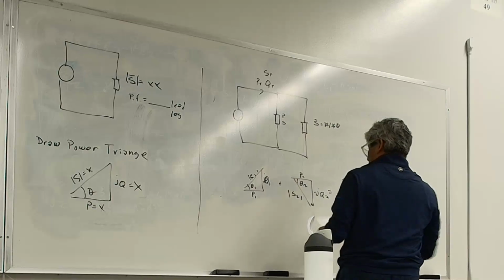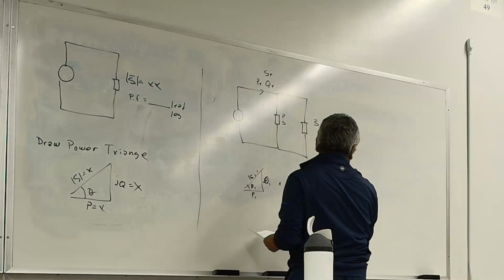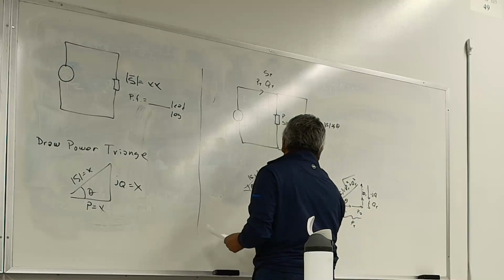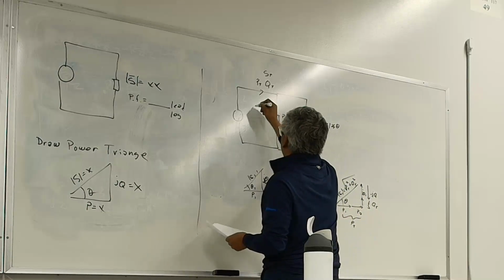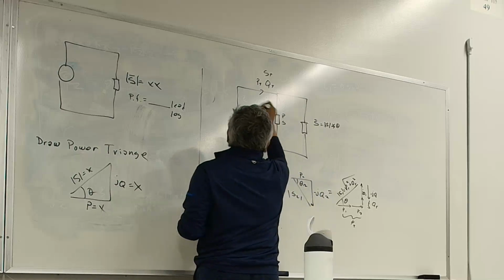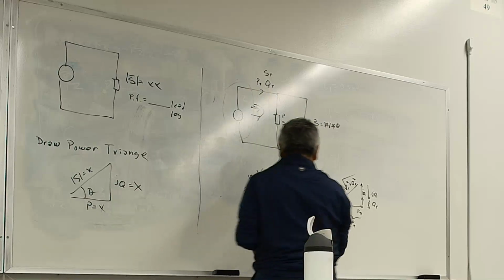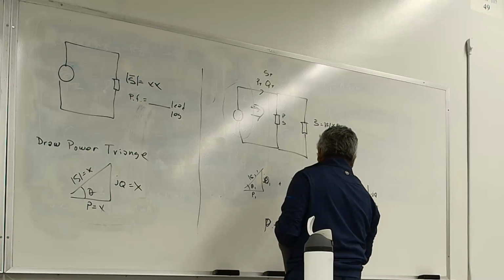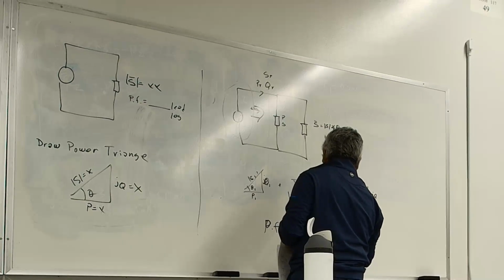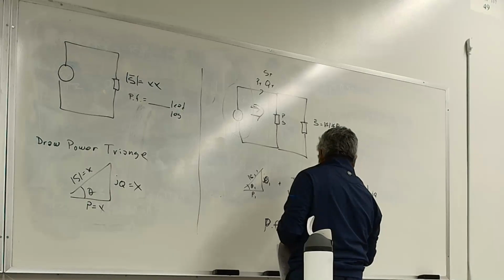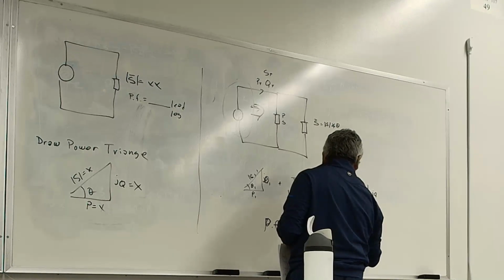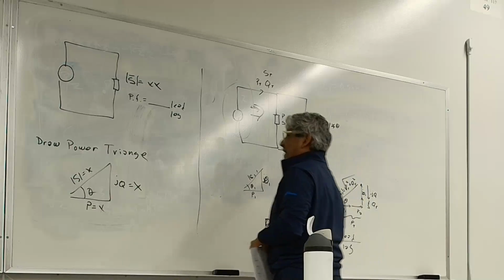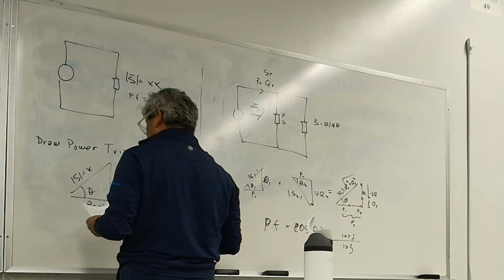Once you have the real, reactive and apparent power, you should be able to find the power factor, right? Or the total power factor, the power factor seen by the source right here. So power factor total is the cosine of theta total, right? And don't forget to tell me whether it's lead or lag. Let's see what else you should expect.